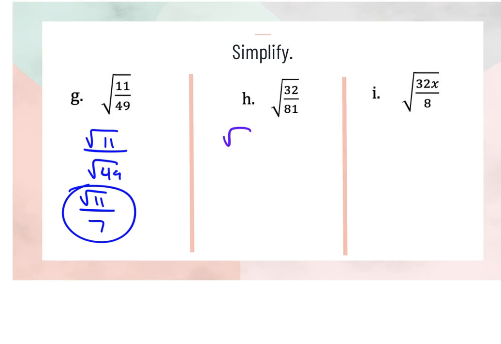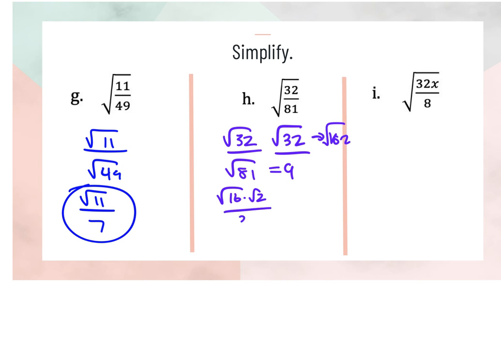Middle one, square root of 32 on top, square root of 81 on the bottom. Bottom is just going to be 9. Top, I need to keep going with the square root of 32. 32 can be split into 16 and 2, square rooted. So it's like square root of 16 times square root of 2 all over 9. So that's going to be 4 square root of 2 over 9.